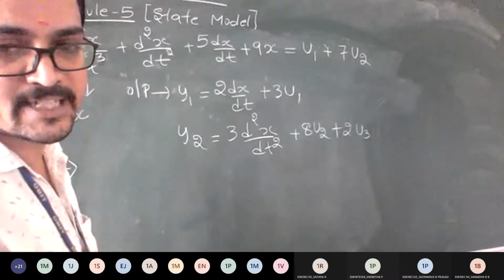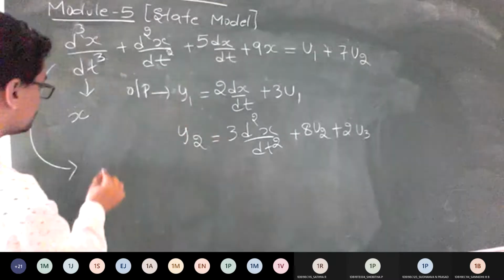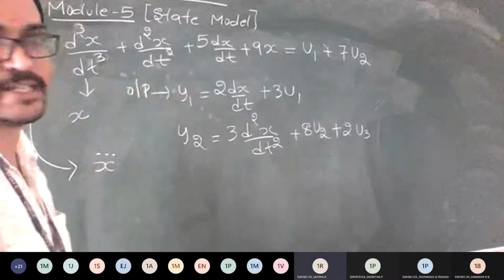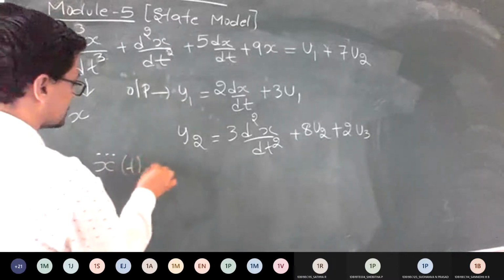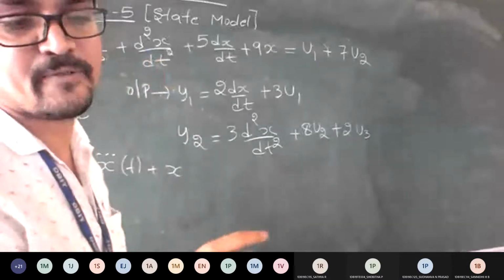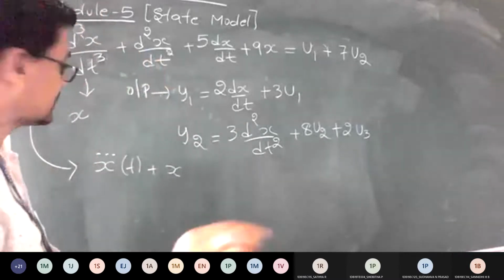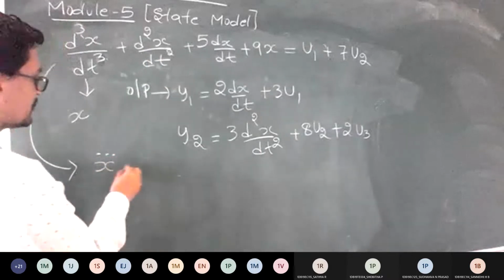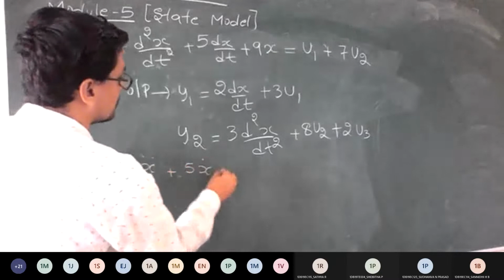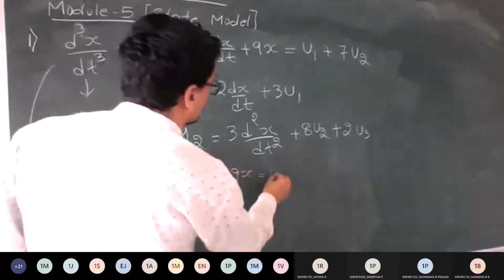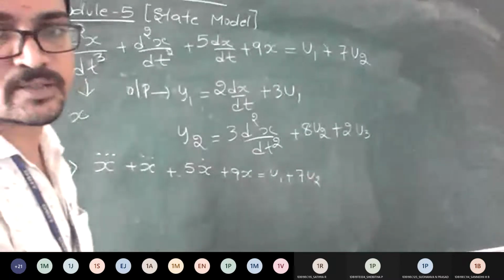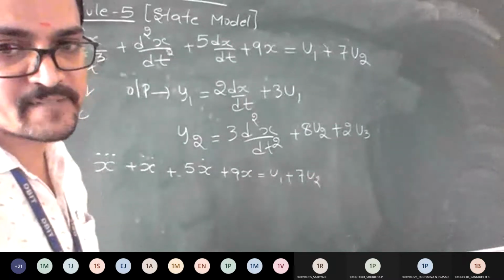What is d cube x by dt cube? x triple dot. If you want to represent t, you can. Since dt is there, if you represent it or not, it's not an issue. Nothing wrong in that. So just write it like this. Both are the same. x triple dot plus x double dot plus 5 x single dot plus 9x is equal to u1 plus 7 u2. So this is how it looks. Now tell me what is the number of state variables required here?